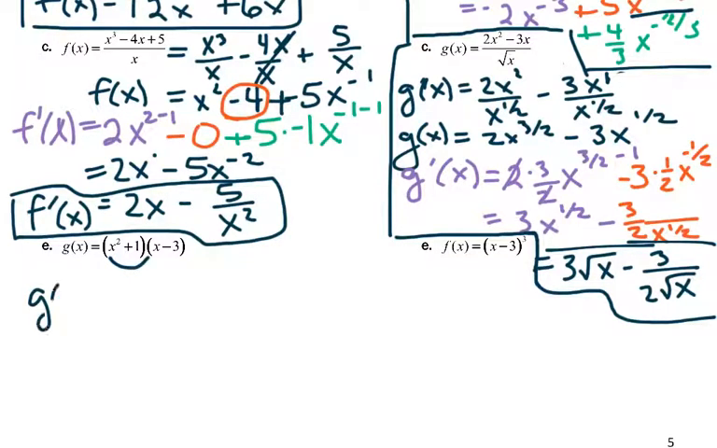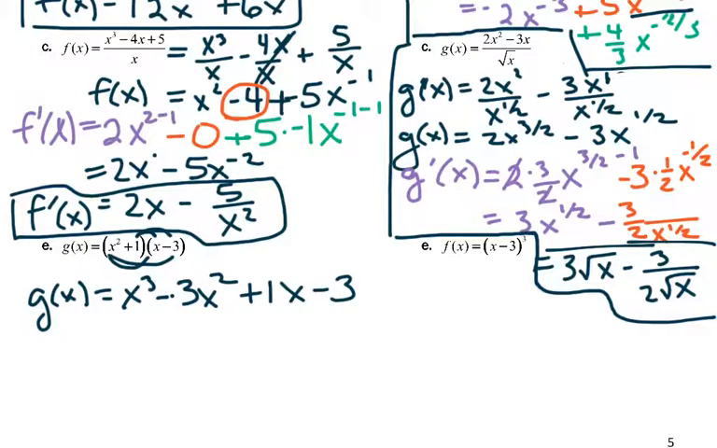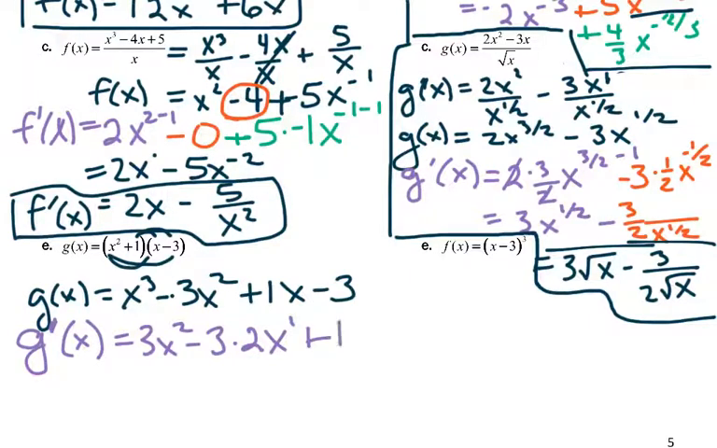So first, as I'm trying to rewrite g of x, I'm going to multiply x squared times x, which is x cubed. Then I'm going to do x squared times negative 3, so negative 3x squared, then 1 times x, so plus 1x, and then 1 times negative 3, negative 3. Okay, we are now ready to take the derivative. So g prime of x is 3x squared minus 3 times 2, because you're bringing down that exponent, x, and that would be 2 minus 1, which is just 1, plus 1, that's the slope, plus 0, because a constant's derivative is just 0. So simplifying, we get 3x squared minus 6x plus 1, and that is g prime.